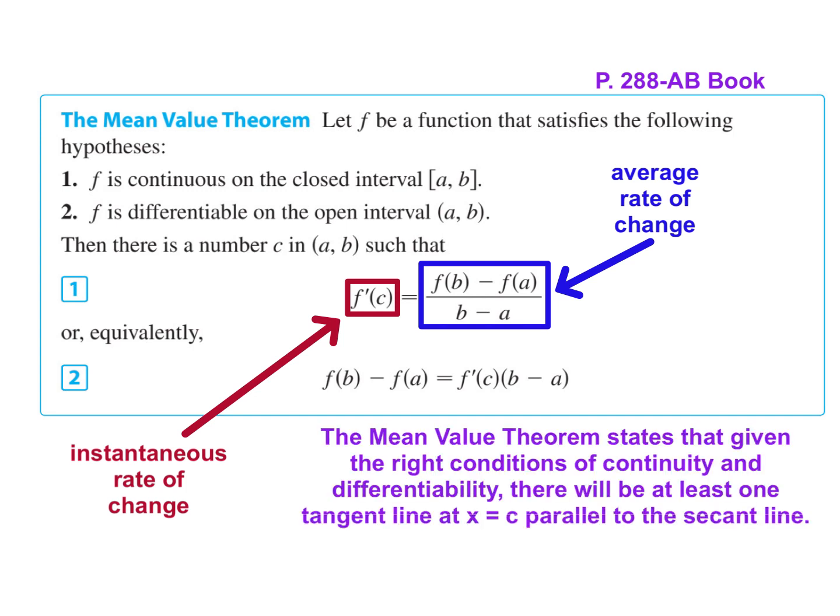What's important here is that the mean value theorem states that given the right conditions of continuity and differentiability, conditions 1 and 2, there's at least one tangent line, because that's where the instantaneous rate of change is, that will be parallel to the secant line, because the slopes are equal. Since the slopes of parallel lines are equal, graphically the secant line and the tangent line will be parallel in at least one place in that interval.